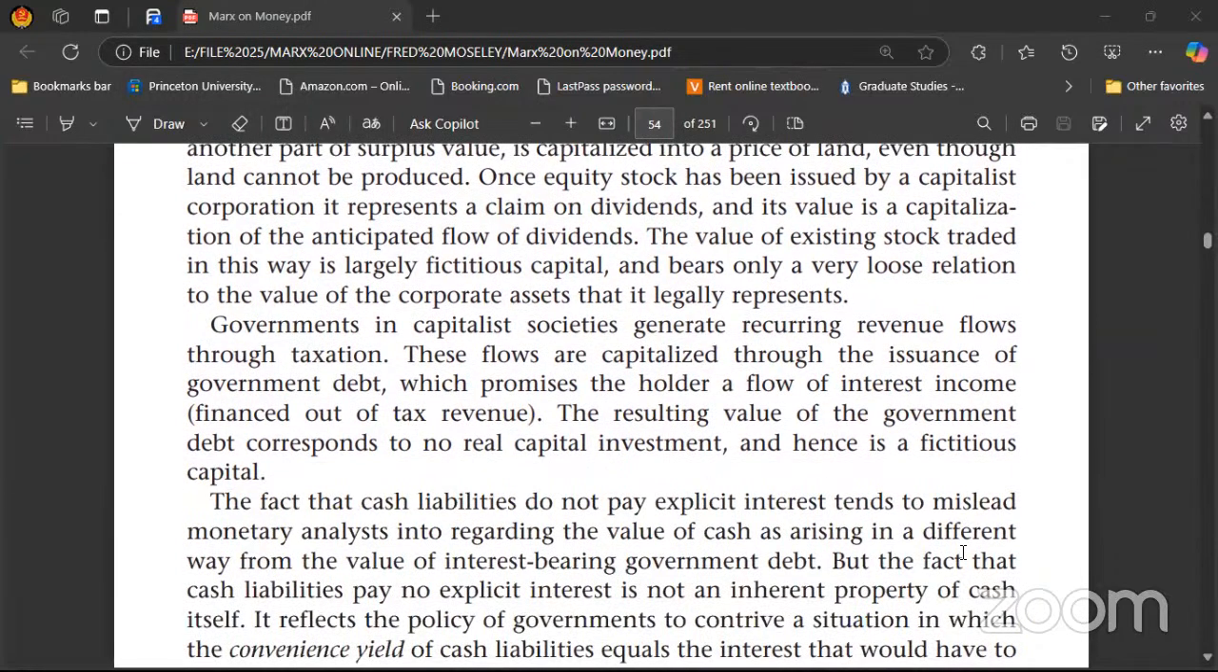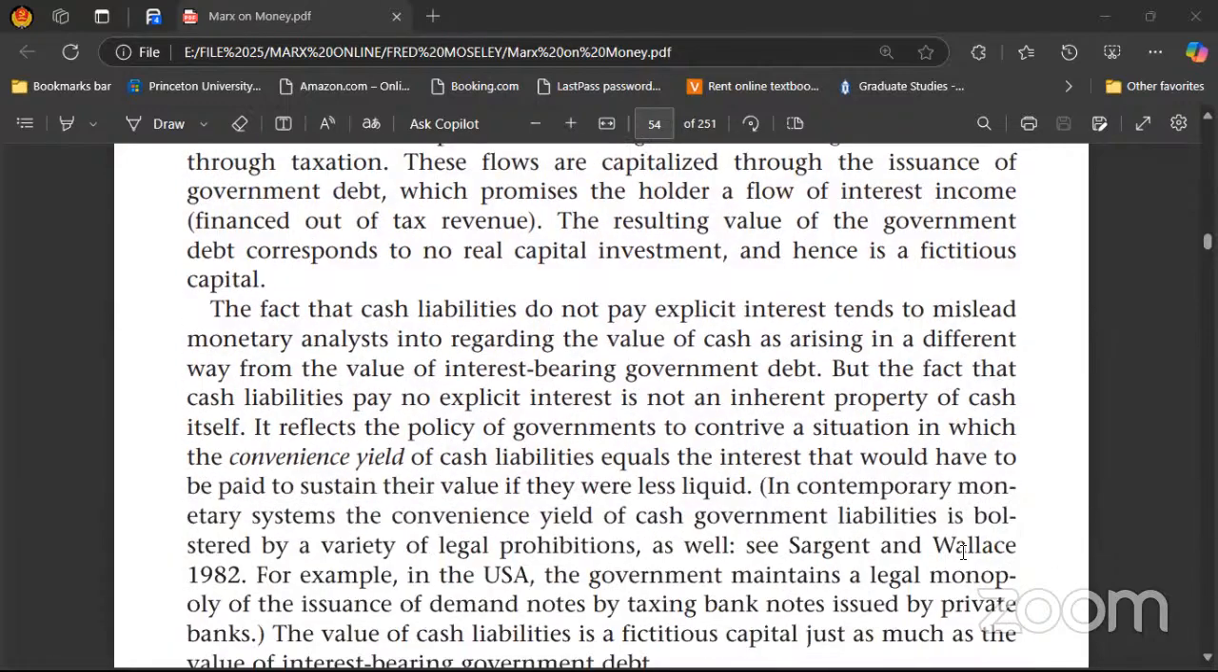Governments in capitalist societies generate recurring revenue flows through taxation. These flows are capitalized through the issuance of government debt, which promises the holder a flow of interest income financed out of tax revenue. The resulting value of the government debt corresponds to no real capital investment and hence is a fictitious capital.